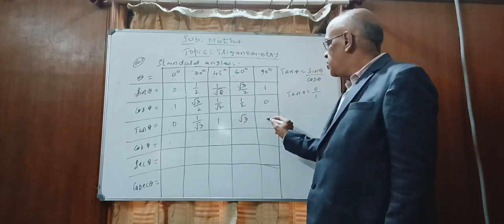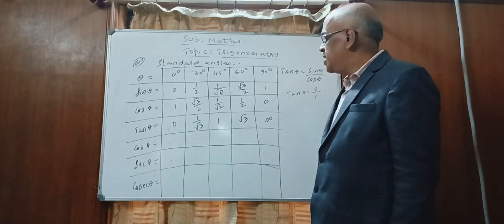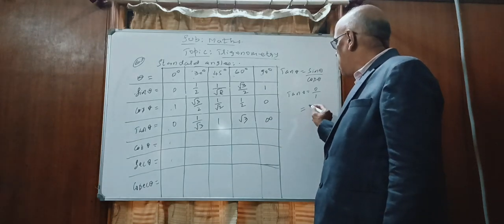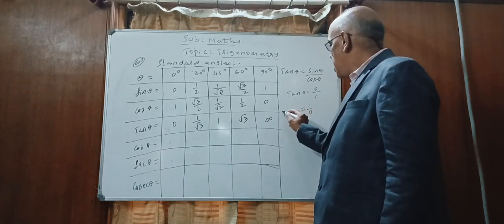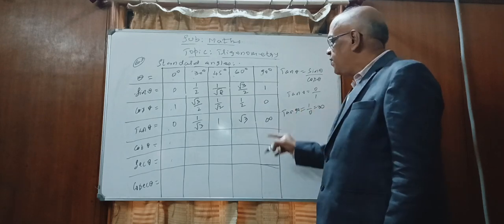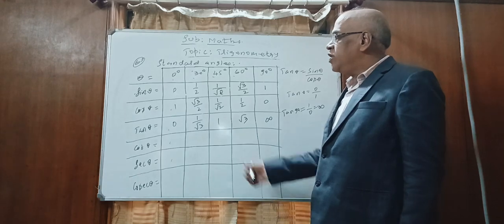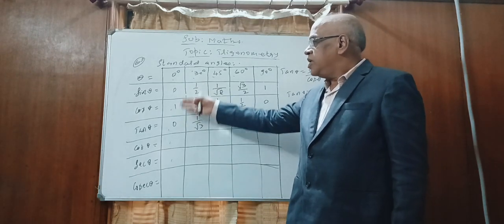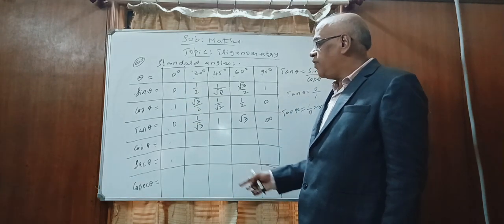Here tan 90, sin 90 by cos 90, which is 1 by 0. Denominator is 0, so the answer is infinity. Not defined. The same concept applies. The sin and cos rule that I taught, the concept applies for tan.